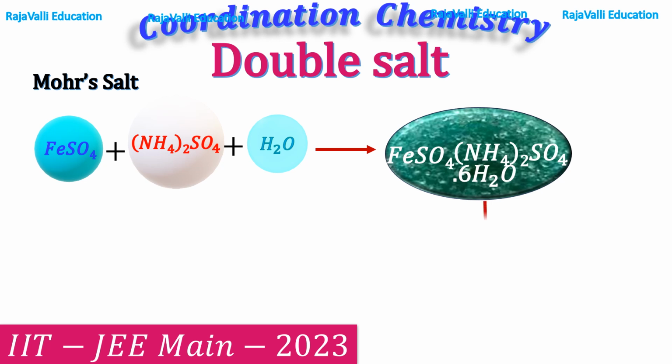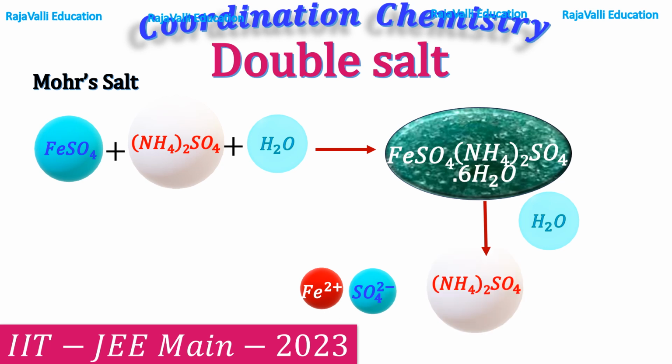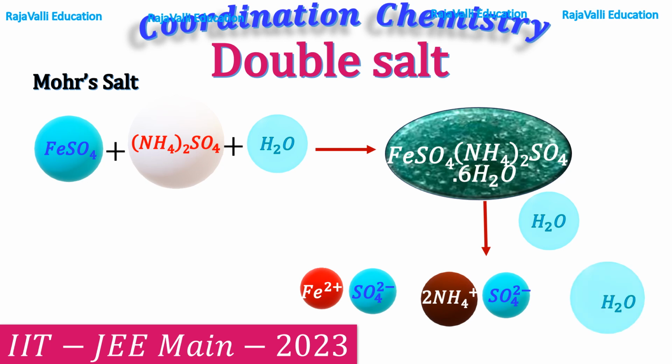When it is dissolved in water, ferrous sulfate is completely dissociated into Fe2+ and SO4 2- ions, and ammonium sulfate is completely dissociated into 2NH4+ and SO4 2- ions. Water, we know, is dissociated into H+ and OH- ions. So double salts are completely dissociated into their own ions when dissolved in water.